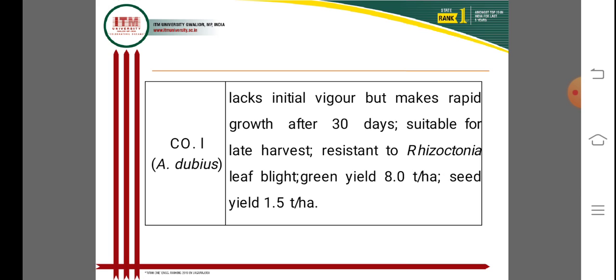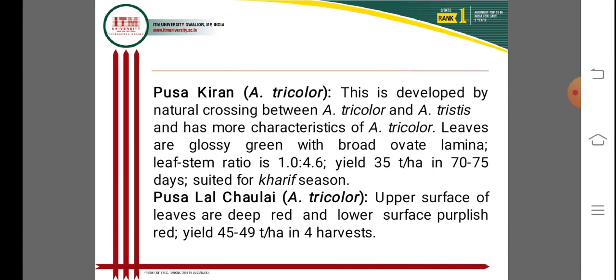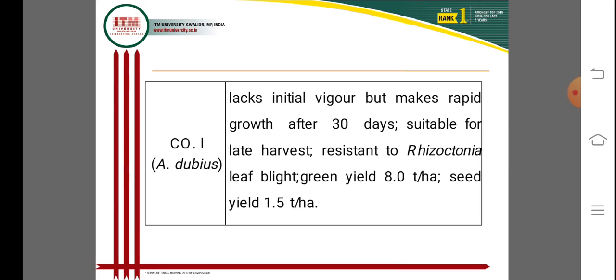CO1 is a variety from the IHR. The next one is also a variety from CO1, developed from Amaranthus dubius. It has a large initial vigor, but the growth is slower after 30 days. It is suited for late harvest and is resistant to Rhizoctonia leaf blight.